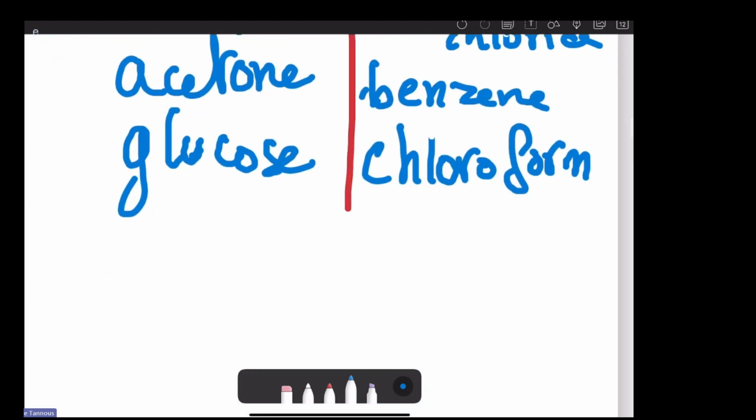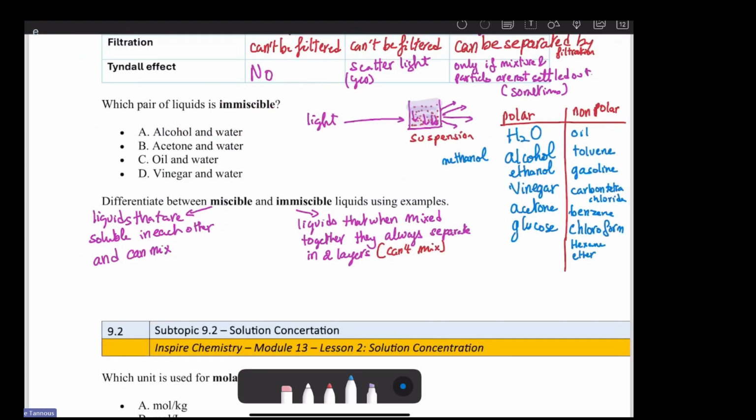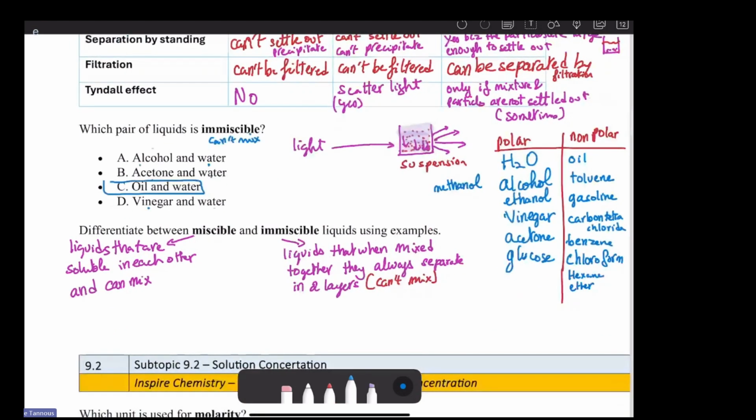For the non-polar, sometimes I remember they gave hexane. Hexane is non-polar. You need those for the end of year exam. Now, the immiscible are the ones that can't mix. So alcohol and water, polar, polar, mix. Oil and water: here's the oil, here's the water. Non-polar and polar, so they can't mix.